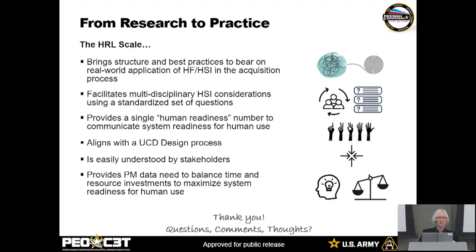They did have a demo of the early software capabilities working, hoping to get some more so we can actually at some point get users hands-on. So really, I'm just talking about how I went from the HRL research and how I brought it to practice. I think it brings structure to the best practices to bear on real-world application of HSI in the acquisition process. So, it just gives you some more structure. I think it facilitates multidisciplinary HSI considerations because you have that standard set of questions.